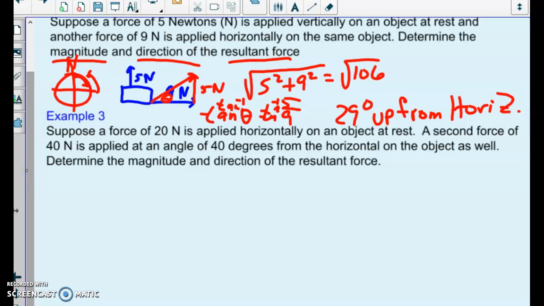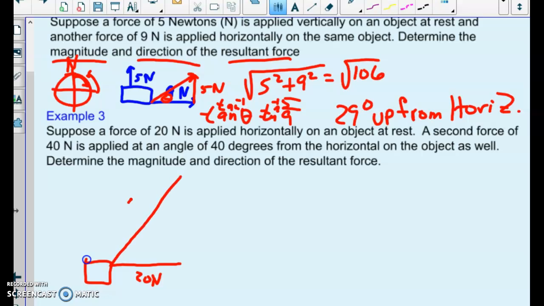On example 3, video 2. Again, I have my box and I have a force applied horizontally. So there's 20 newtons applied horizontally to an object at rest. The second force of 40 newtons is applied at 40 degrees from the horizontal. So somewhere about here looks like 40 newtons, and we'll call that 40 degrees. And we want to determine the magnitude and direction of the resultant force.